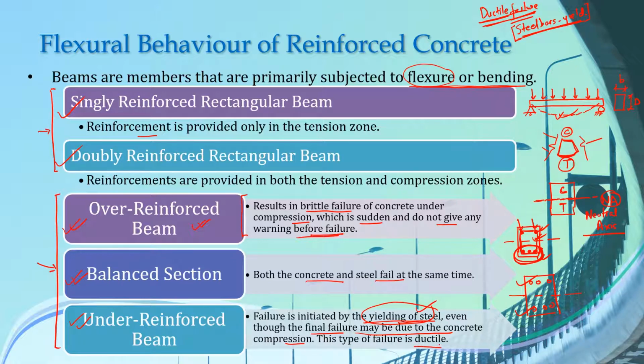And this type of failure is ductile, and it gives the users of any structure or building enough warning sign before the final failure, and hence it is known as ductile failure. So this is a general introduction to RC beams.